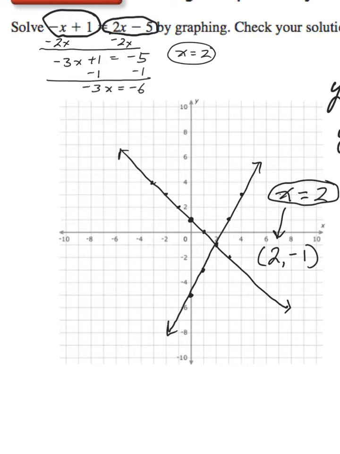Well, the reason x equals 2 is: what is the equation asking for? The equation is saying, what value of x makes these two sides equal? What value of x makes the left side equal to the right side? And does it make sense that that would be where the two lines come together? That's the x that's shared by both of them. So that's why this method works.